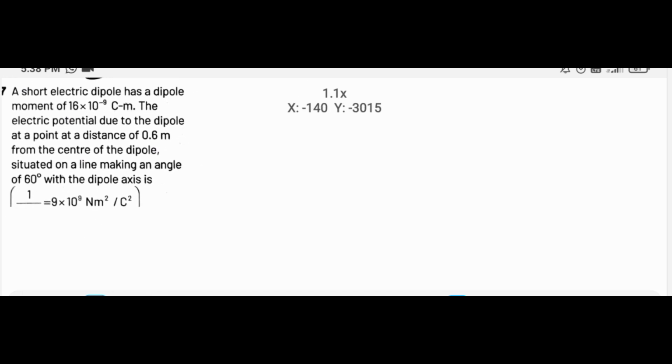Moving on to the next question. A short electric dipole has a dipole moment 16 into 10 power minus 9 coulomb meter. The electric potential due to the dipole at a point at a distance 0.6 meter from the center of the dipole, situated on a line making an angle 60 degree with the dipole axis, is. They have given the dipole moment, the distance r from the dipole, and the 1 by 4 pi epsilon value. And also they have told that the point is situated at a 60 degree angle. And finally they are asking for the potential.